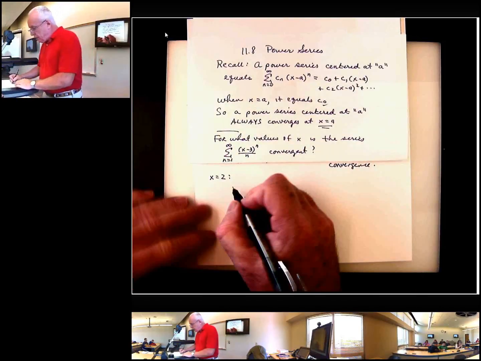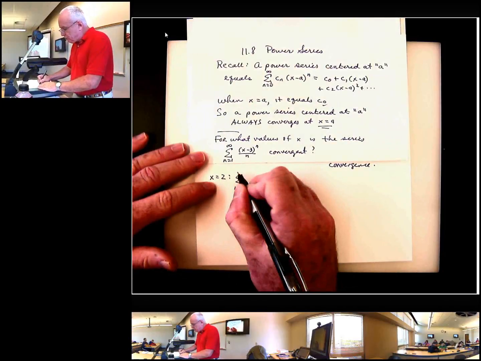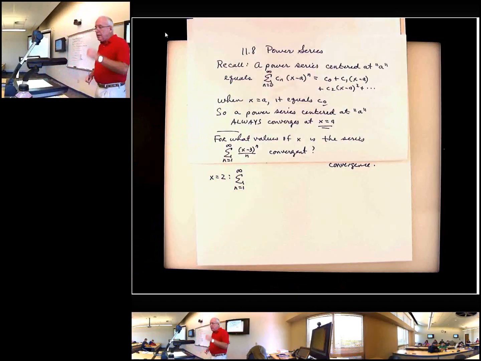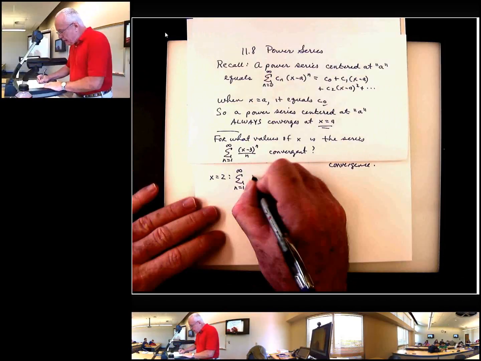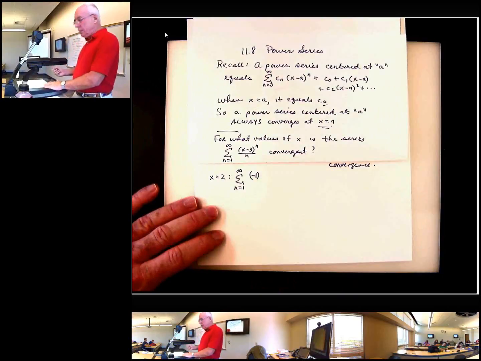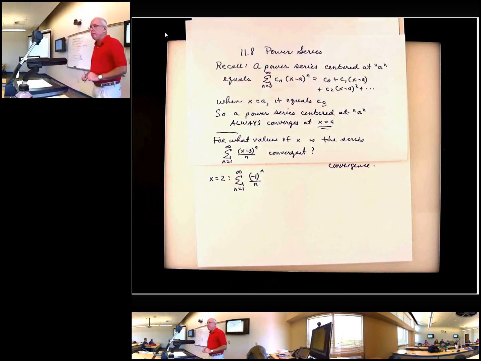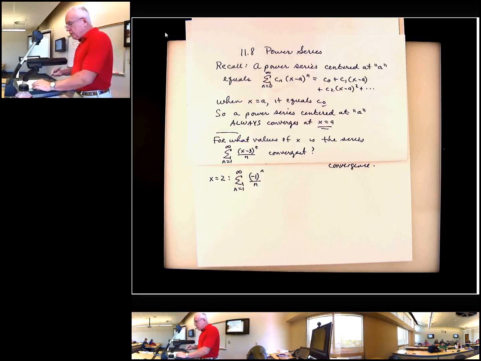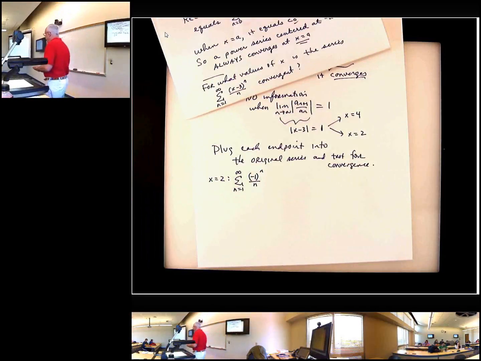So I'm going to plug in 2 for the x. So I'm going to get the summation as n goes from 1 to infinity. Now I'm going to have 2 minus 3 in the parentheses. So 2 take away 3 is going to be minus 1 in the parentheses, raised to the nth power all over n. So that is the series that I'm going to test. Does this thing converge or not?